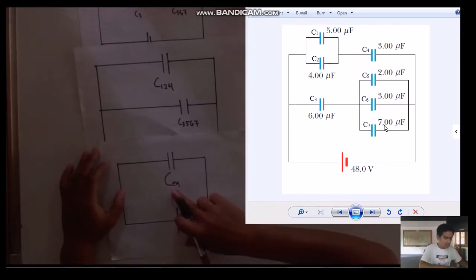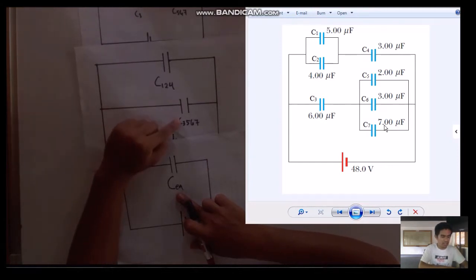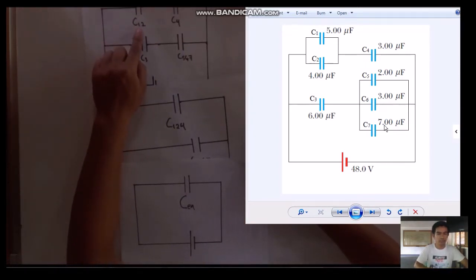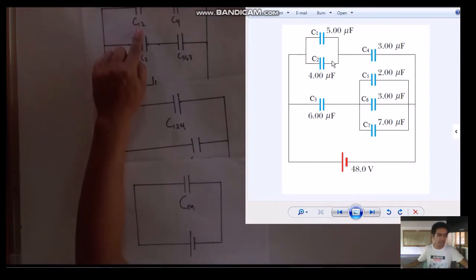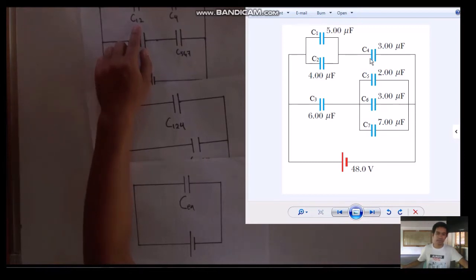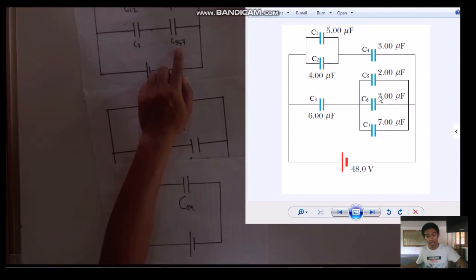Alright, what is this CEQ? CEQ is the combination of C124 and C3567. So again, we'll start at C12. C1 and C2 are connected in parallel, and then the combination of 1 and 2 is in series with C4. And then we'll combine 5, 6, 7. Since these three capacitors are in parallel, the combination of 5, 6, and 7 is in series with C3.